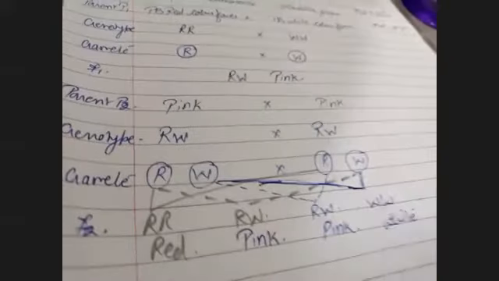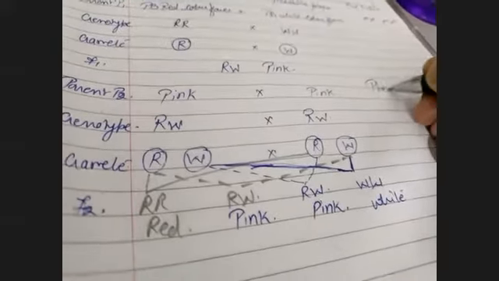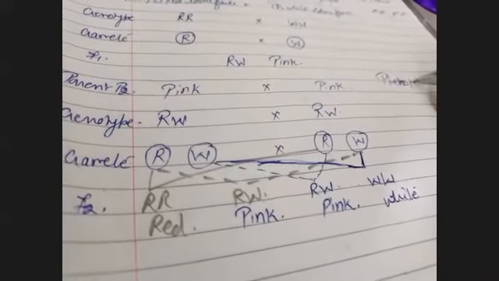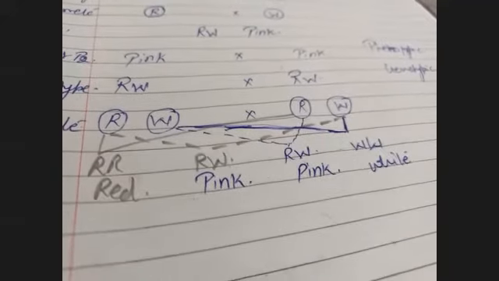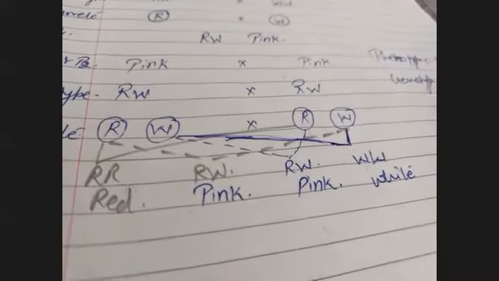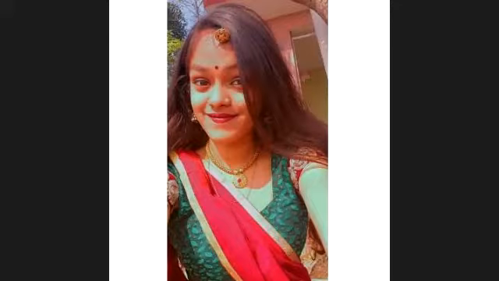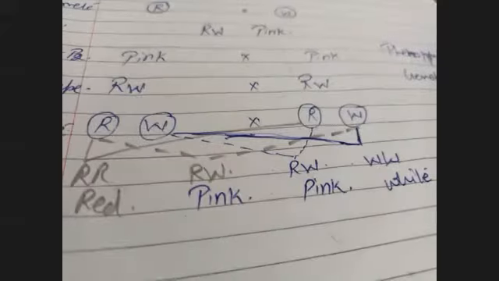Now what is the phenotypic and genotypic ratio? What is the phenotypic ratio? What is the genotypic ratio? 1:2:1. 1 is what? Red. 2 is what? Pink. 1 is what? White. What is the genotypic ratio?